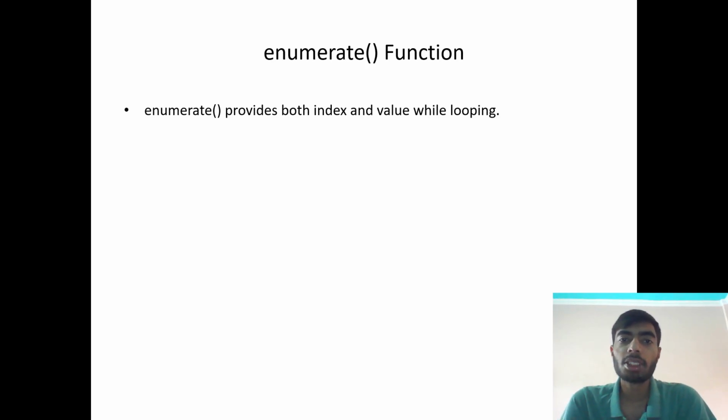The enumerate function is very useful when using loops. Normally, a for loop gives us only the value. However, enumerate provides both the index and the value together. For example, while looping through a list of fruits, enumerate tells us the position of each fruit along with its name. This is commonly used when numbering items or displaying positions.